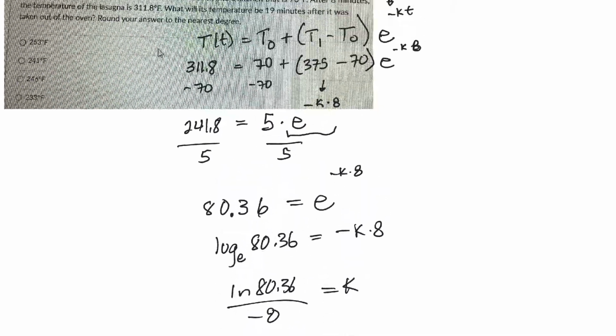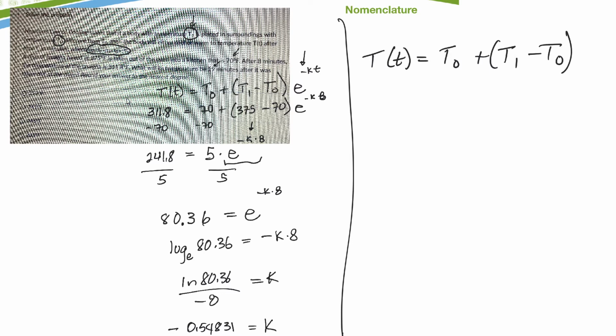Okay, what was the question asking? Well, it doesn't ask me what the k value is, but I think you have to figure out what the k value is in order to figure out the next question. Because the next question says, what will its temperature be in 19 minutes? So I'm going to use the same formula. So temperature after a given time is equal to surroundings plus the hot temperature minus the surroundings, times e to the negative k times t.